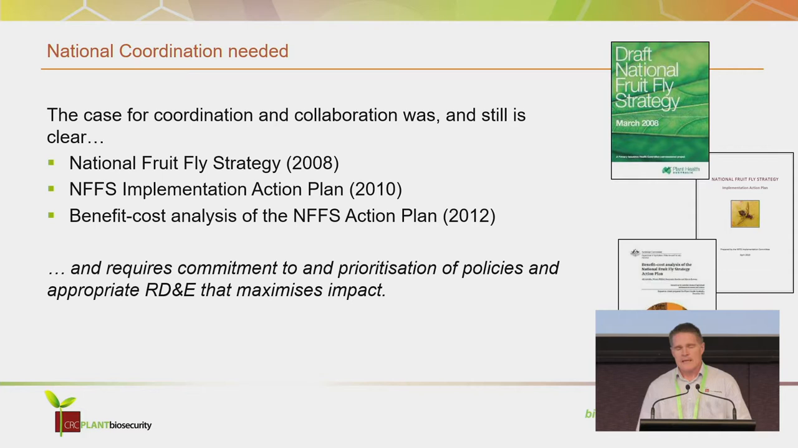So it was really obvious to me right from word go that we needed national coordination. When we started digging around as a fairly new management team, we could see that the case for coordination and collaboration was pretty clear. We'd had a national fruit fly strategy in 2008 and then an implementation plan in 2010, and they were just sitting on the shelf doing nothing, because nobody was really funding it, nobody was driving it, nobody was championing and making it happen.